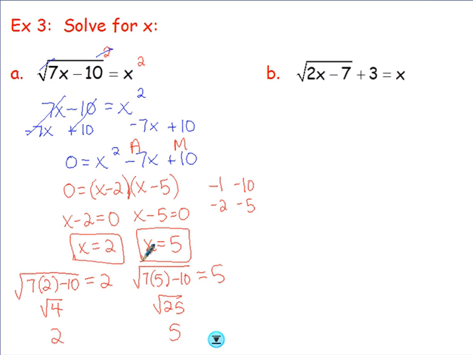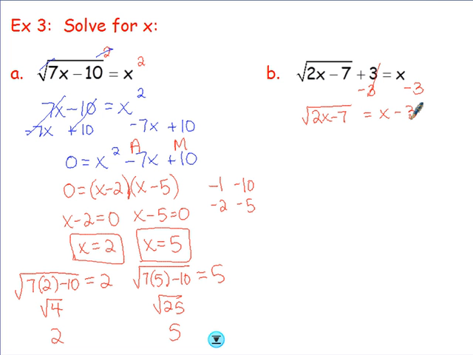I'm going to help you get started on B, and then I'm going to have you finish it on your own. Let's take a look at B. So the first step is we need the radical by itself. Well, it's not by itself this time. That's a plus 3 that needs to go away. So we're going to subtract 3 from both sides. That leaves you with the square root of 2x minus 7 equals x minus 3.